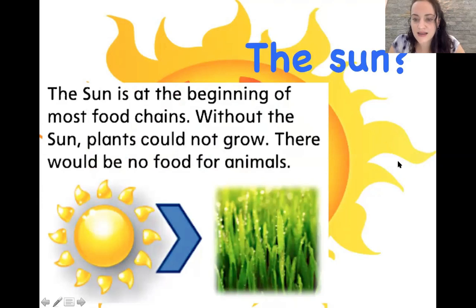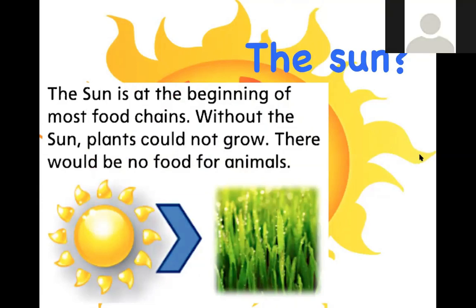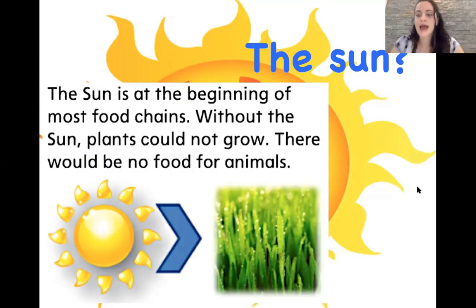Let's see. Pasta, can you read this for me? Pasta, are you here? Okay, we'll come back. How about Banana? Banana, can you read this for me? The sun is at the beginning of most food chains. Without the sun, plants could not grow. There would be no food for animals. Excellent job. Thank you.